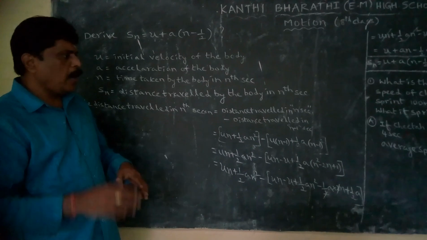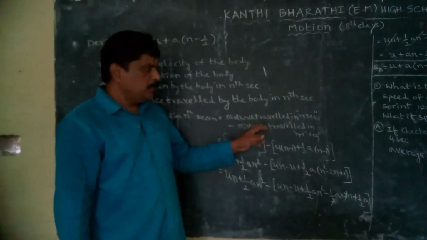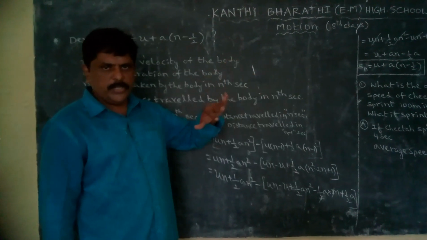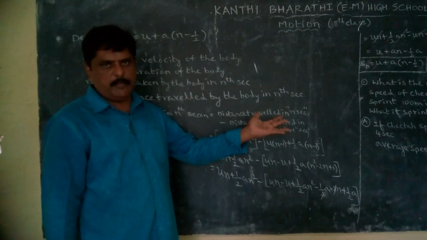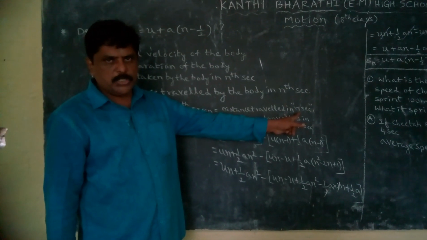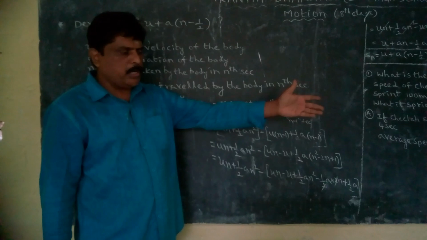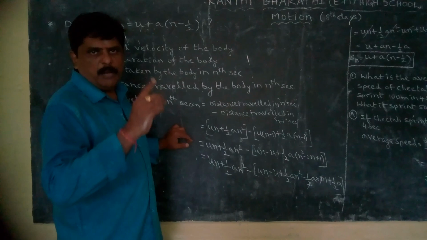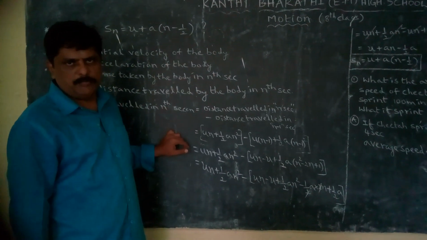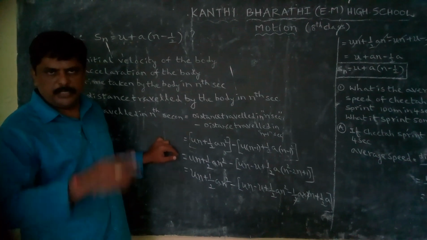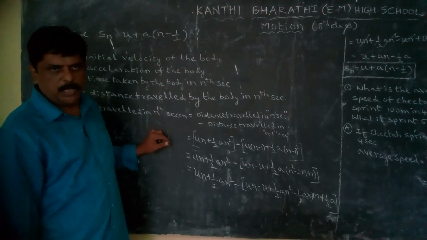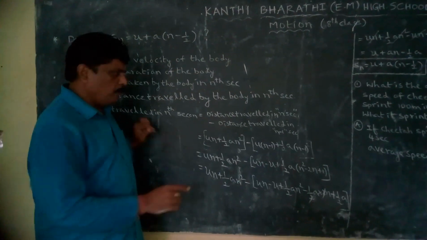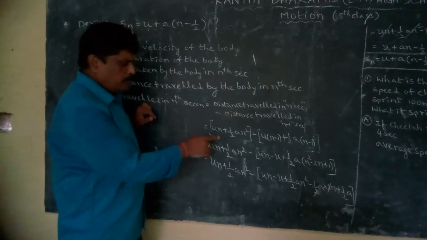So here I have used the formula: the distance travelled in n seconds minus the distance travelled in n minus 1 seconds. Just as I subtract the distance in 9 seconds from the distance in 10 seconds, here I subtract the distance travelled in n minus 1 seconds from the distance travelled in n seconds. We already know the second equation of motion, s is equal to ut plus half at square, where t is the time travelled by the body. Here if the time is n seconds, you have to remove t and write n.